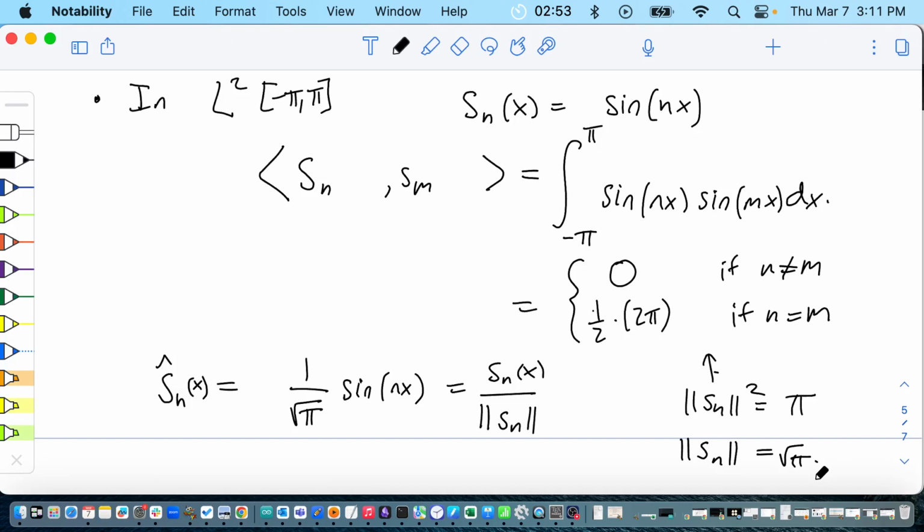And now you can reasonably ask, if I have some function, can I write it as the infinite sum of these sine functions? That's what a Fourier series is, and that's what we're going to get to.